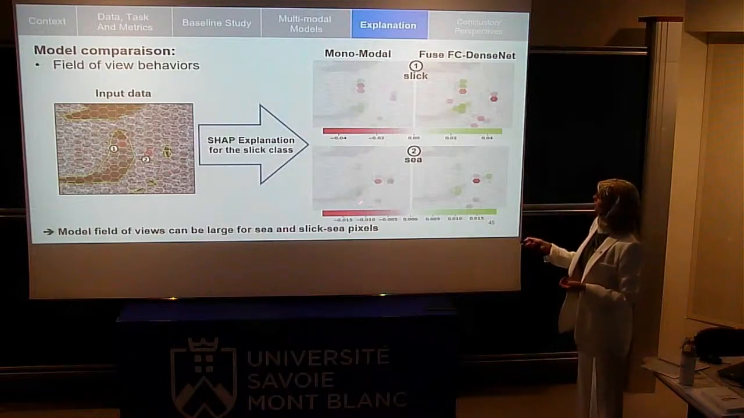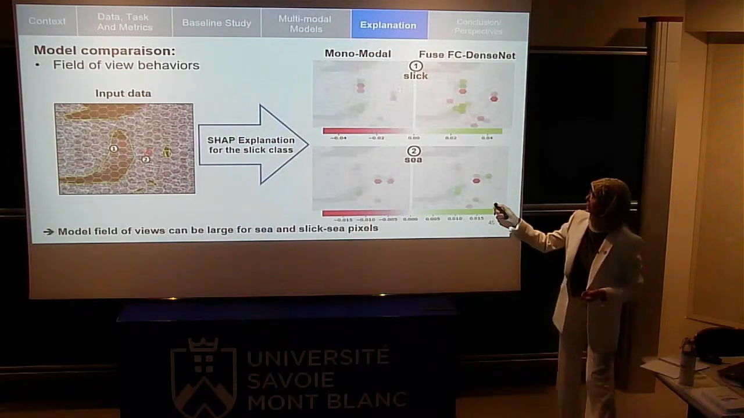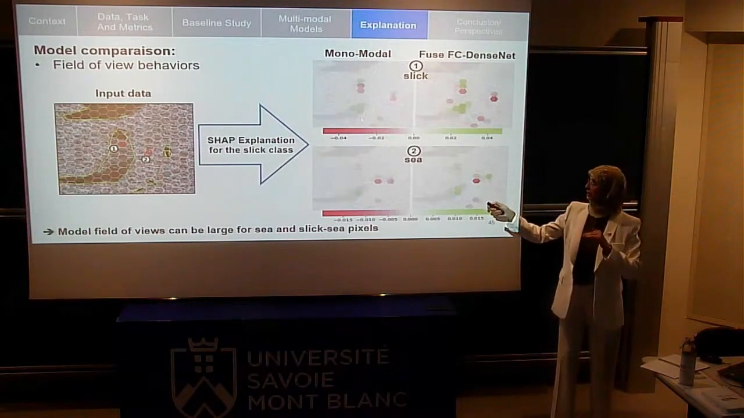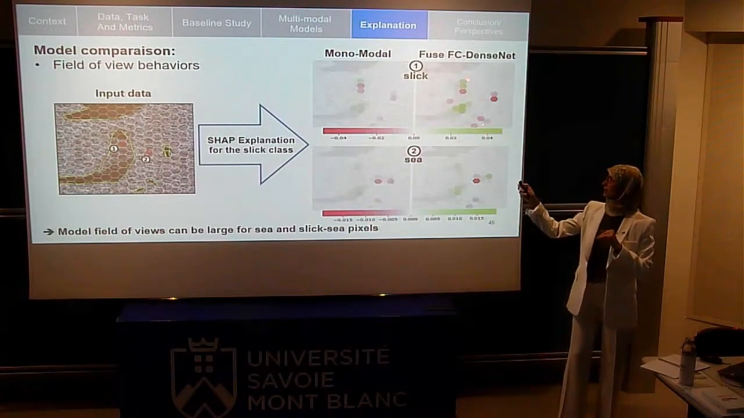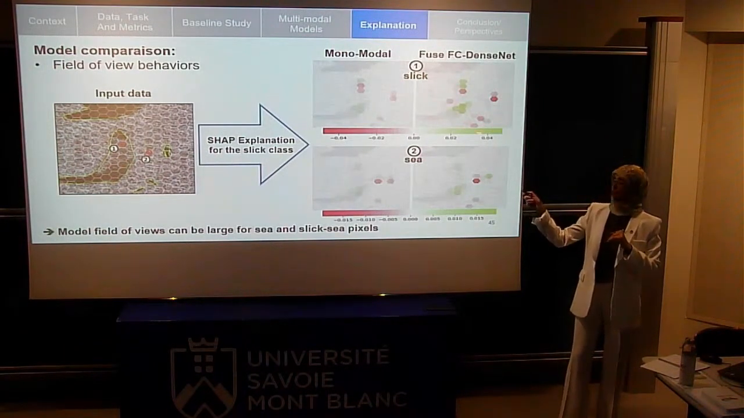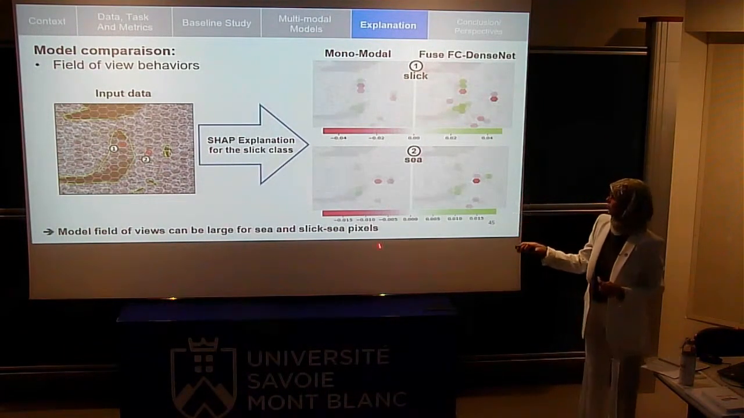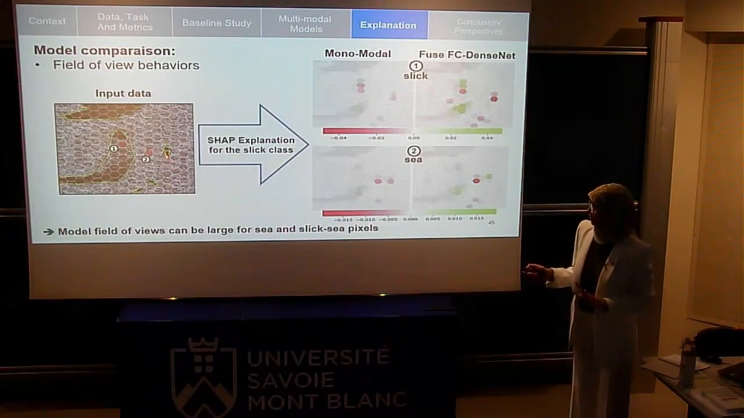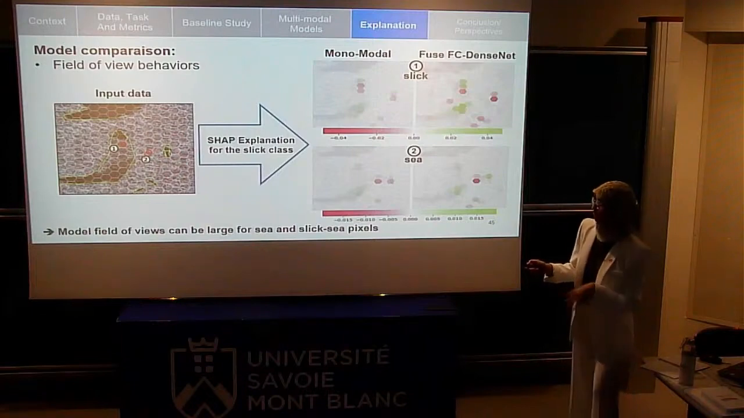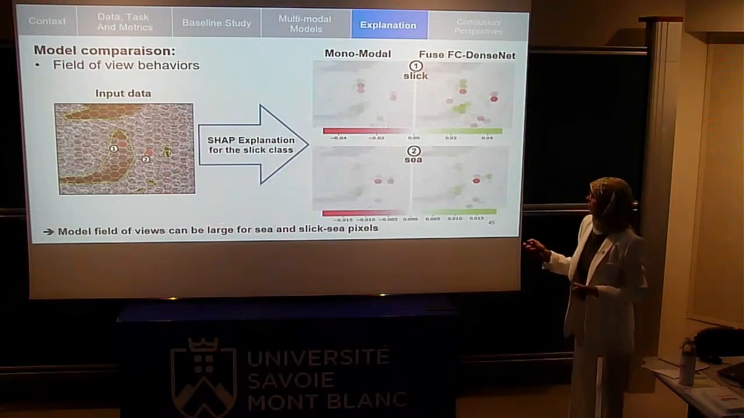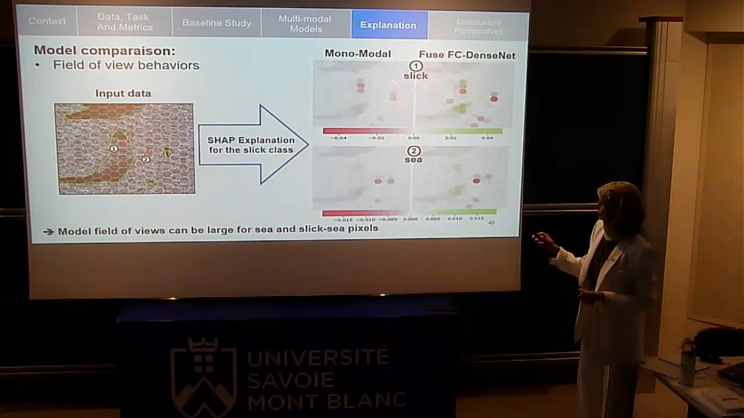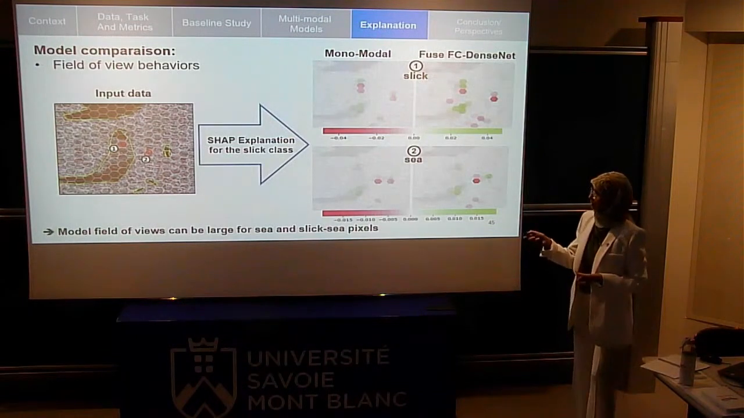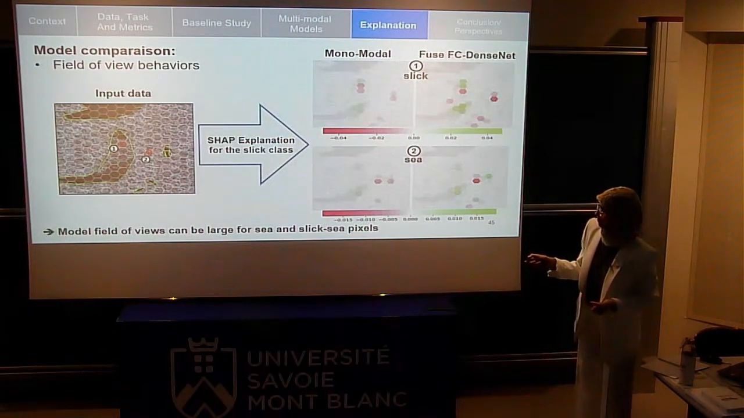If we compare both monomodal and multimodal approaches, we can see that here the intensity is a little bit lower than here. We can see that the intensity of colors with the fusion models is higher than the intensity of colors with the monomodal models. So the field of view of the models, based on the decision, can be large while deciding, as it can be tight in the case of the pixels.